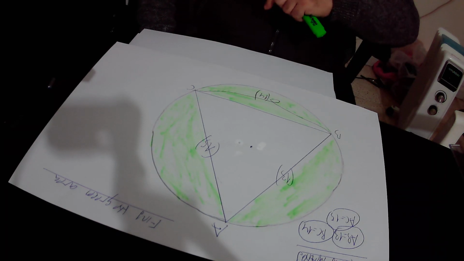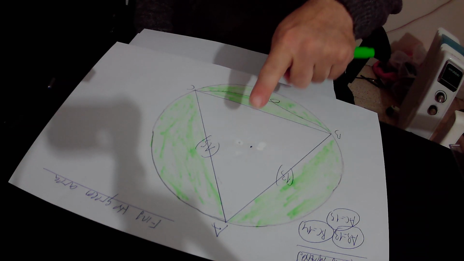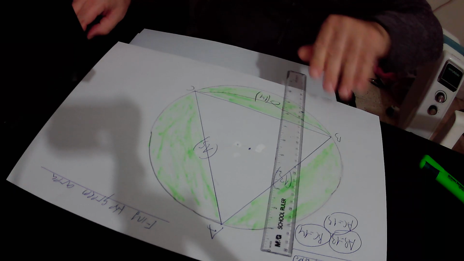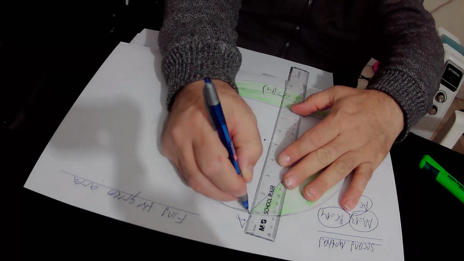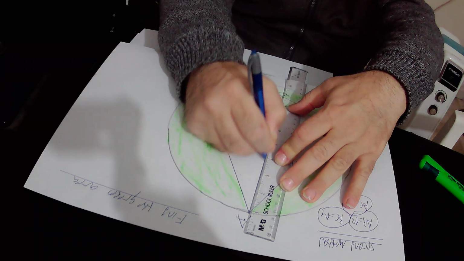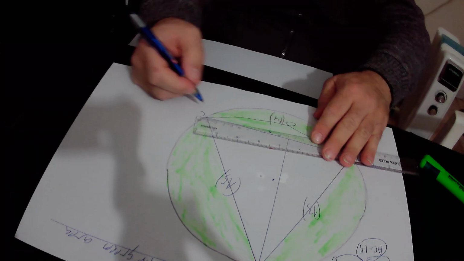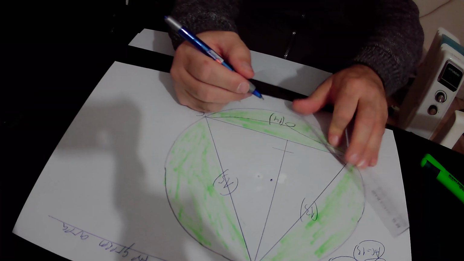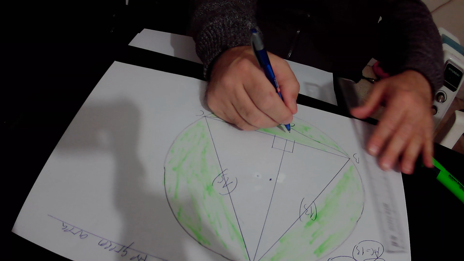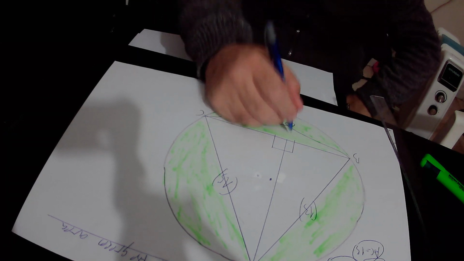In the second method, we will do a construction. From point A, we draw a perpendicular on BC. So this angle equals 90 degrees, and this angle also equals 90 degrees according to our construction. We define the touching point of the perpendicular from point A on BC as M.